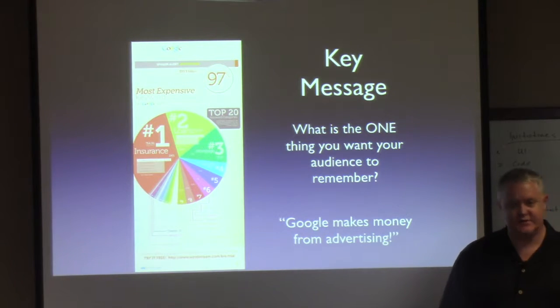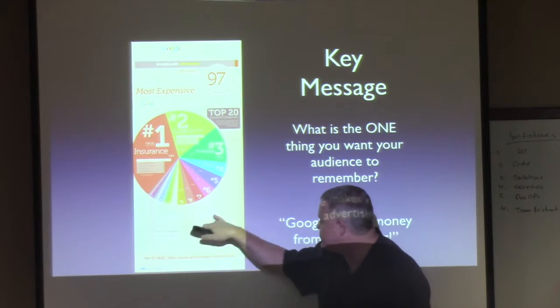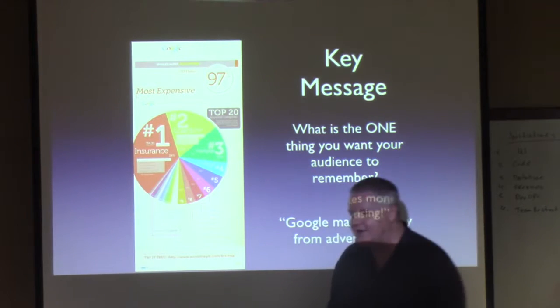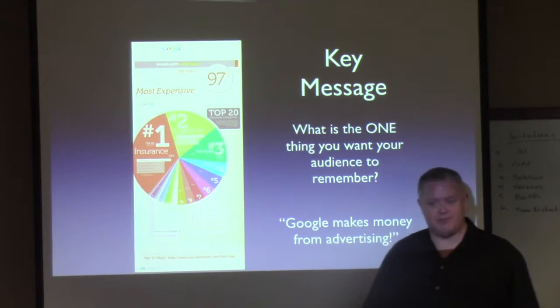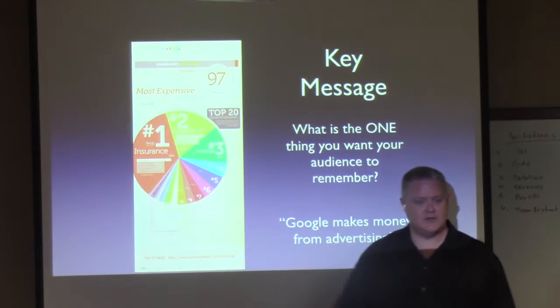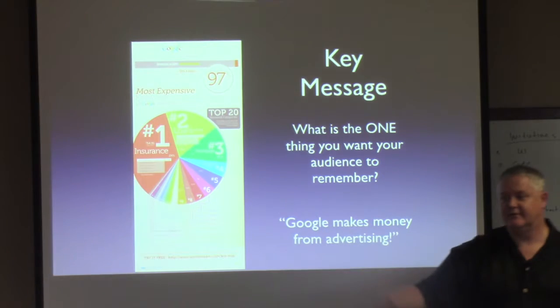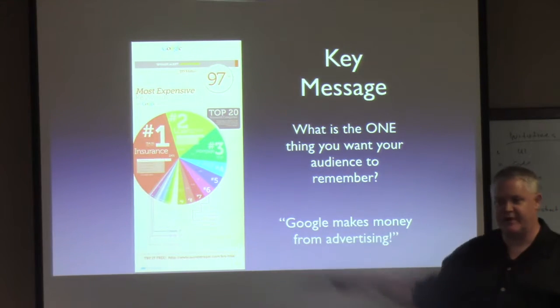That was their key message. You don't need to know that number 6 was lawyer, number 18 is rehab. You know, that's fun data, it's interesting, it's supportive data, but it's not the key message. So if they skip over some of the stuff and they just read the top, that's okay, because that's the message I wanted to communicate. Google's making their money from advertising.